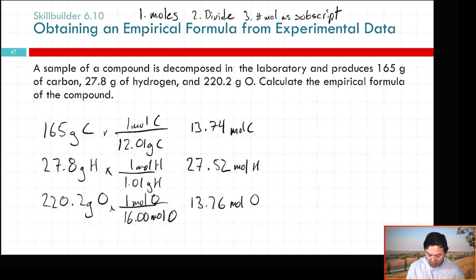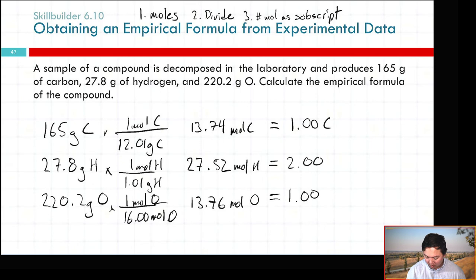So then our next step is to divide by the smallest number of moles. And actually here, very, very close between oxygen and carbon, but just to follow the rules as closely as possible, we'll divide by 13.74. So this is going to equal 1. We'll do 27.52 divided by 13.74, and we get 2.0. And then just for kicks and giggles, we'll do 13.76 divided by 13.74, and to no surprise, it is, for all intents and purposes, 1. So now we've got, again, this isn't really moles at this point, but we've got 1 carbon, we have 2 hydrogens, and we have 1 oxygen.